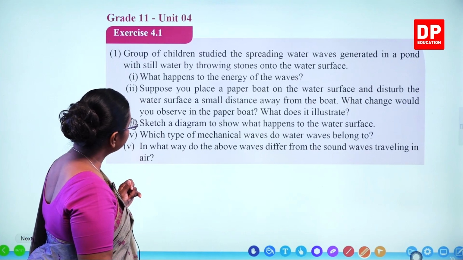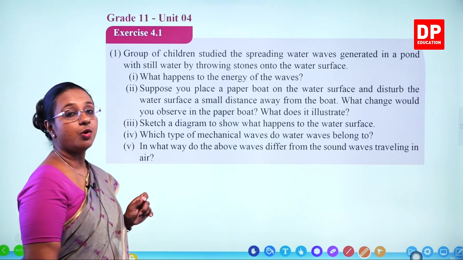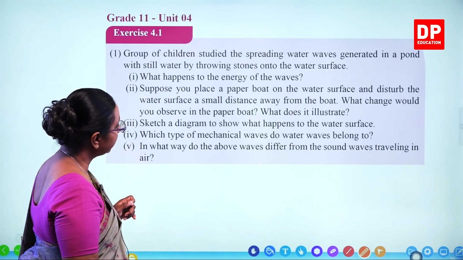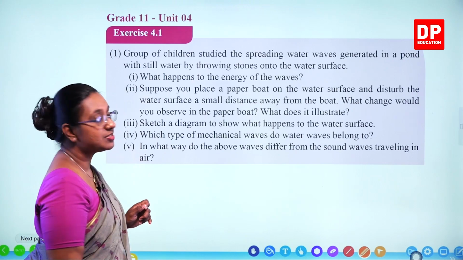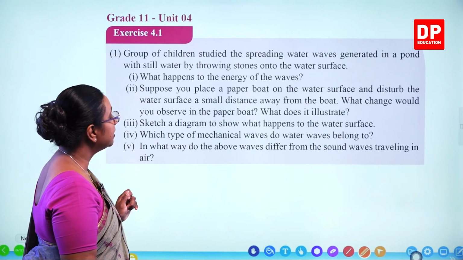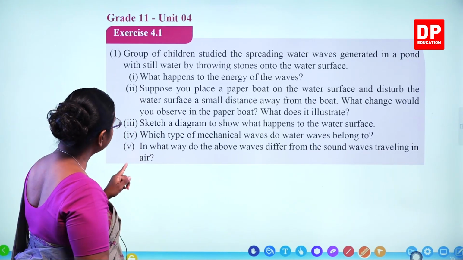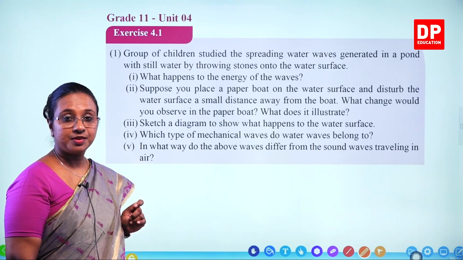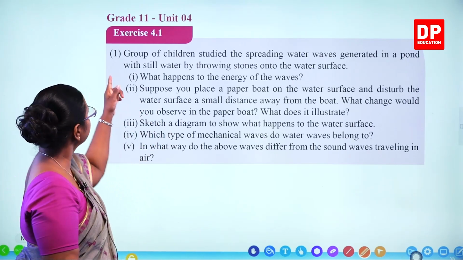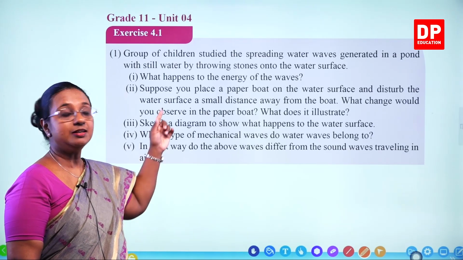Next one, sketch a diagram to show what happens to the water surface. Which type of mechanical waves do water waves belong to? In what way do the above waves differ from the sound waves traveling in air? So, these are what you have to answer for the first question. I will start with the first part.